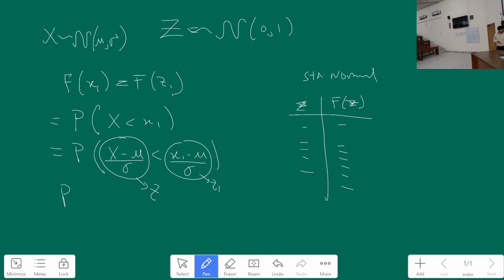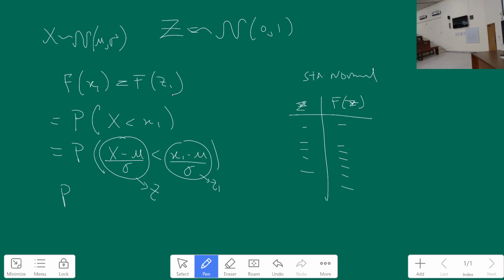So with one table you can find the CDFs of any Gaussian distributed random variable. That is the power of the standard normal distribution, and we will use it again in the next module. Any questions? Do you understand, getting the idea? So just redo it on paper. It's not hard to follow and it's very convenient.